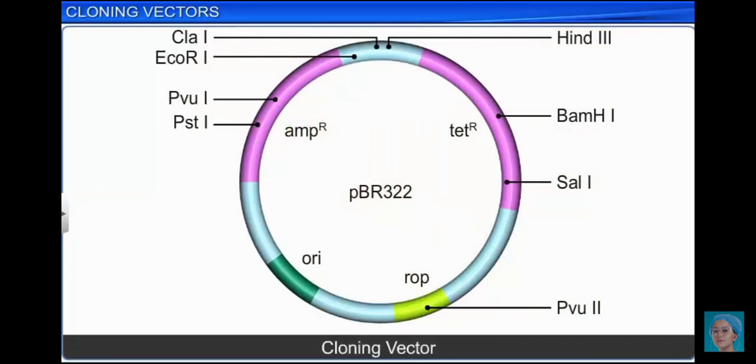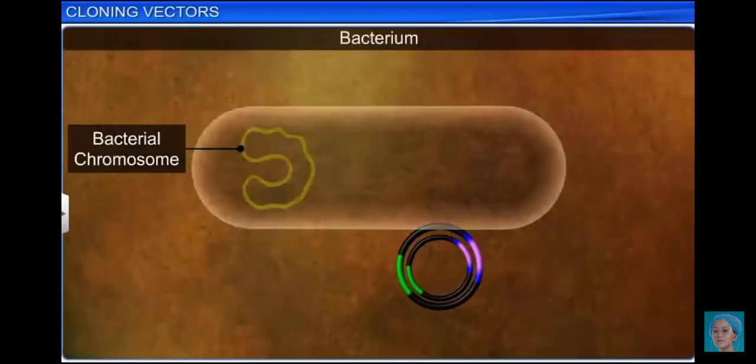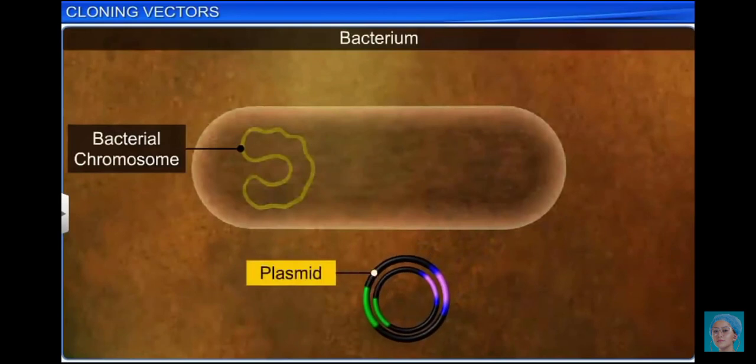These identification sequences are provided by a cloning vector. It is a DNA molecule which has an origin of replication and is capable of replicating in a bacterial cell. Most cloning vectors are genetically engineered plasmids or bacteriophages.